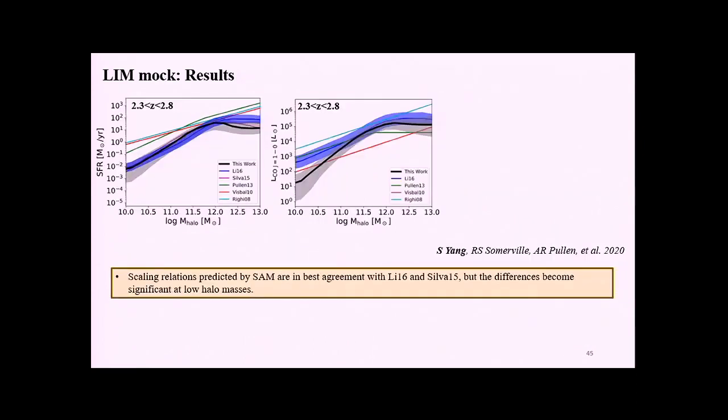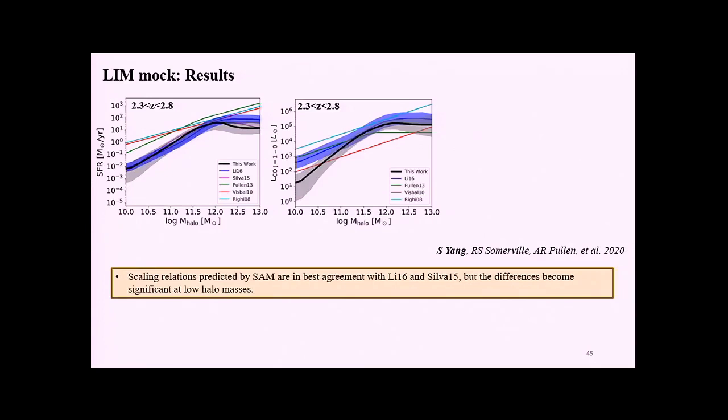Comparing the halo-wide star formation rate versus halo mass relation, and the line luminosity versus halo mass relation given by our work and the various empirical models in the literature, we find that different models agree with each other reasonably well for halo mass range between 10^11.5 to 10^12 solar mass. And this is because there are very rich data provided by galaxy surveys to support model calibration. However, those models can be very different by many orders of magnitude at lower and higher halo mass range.